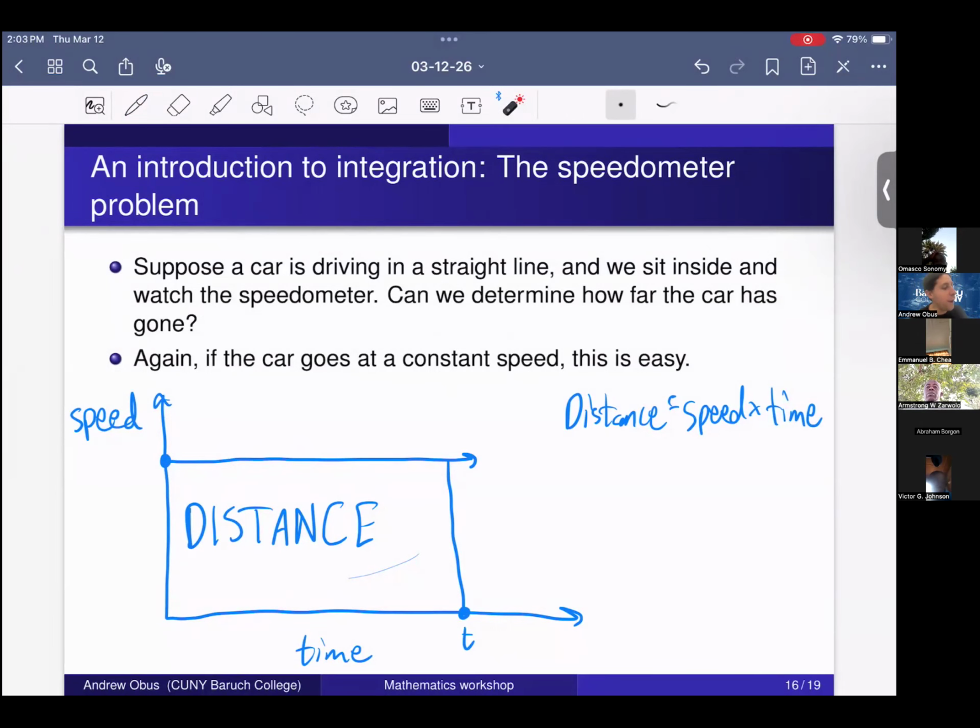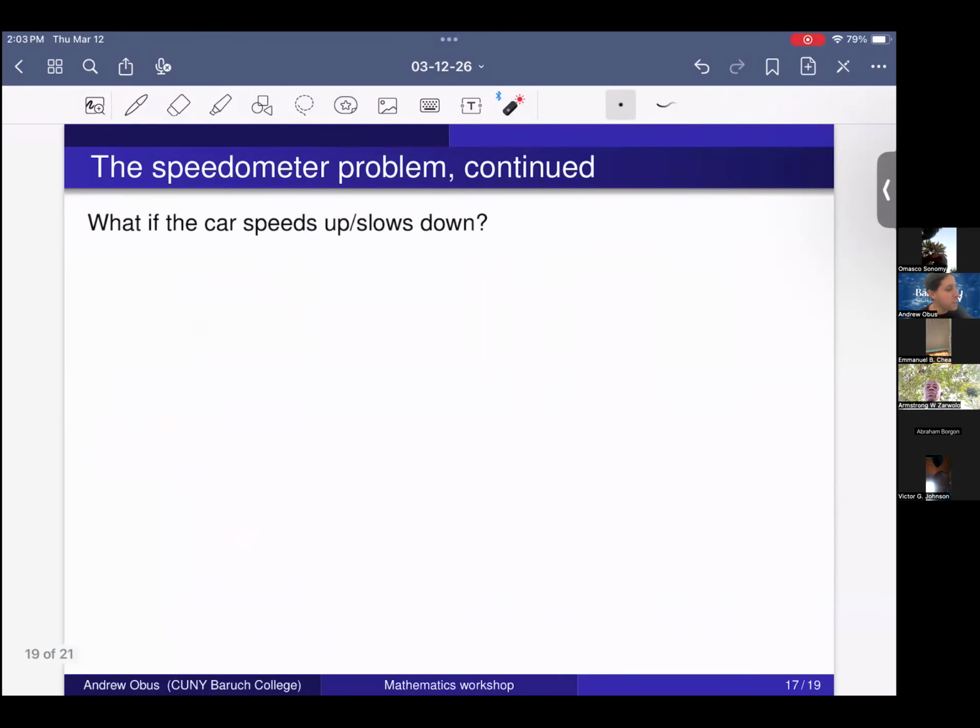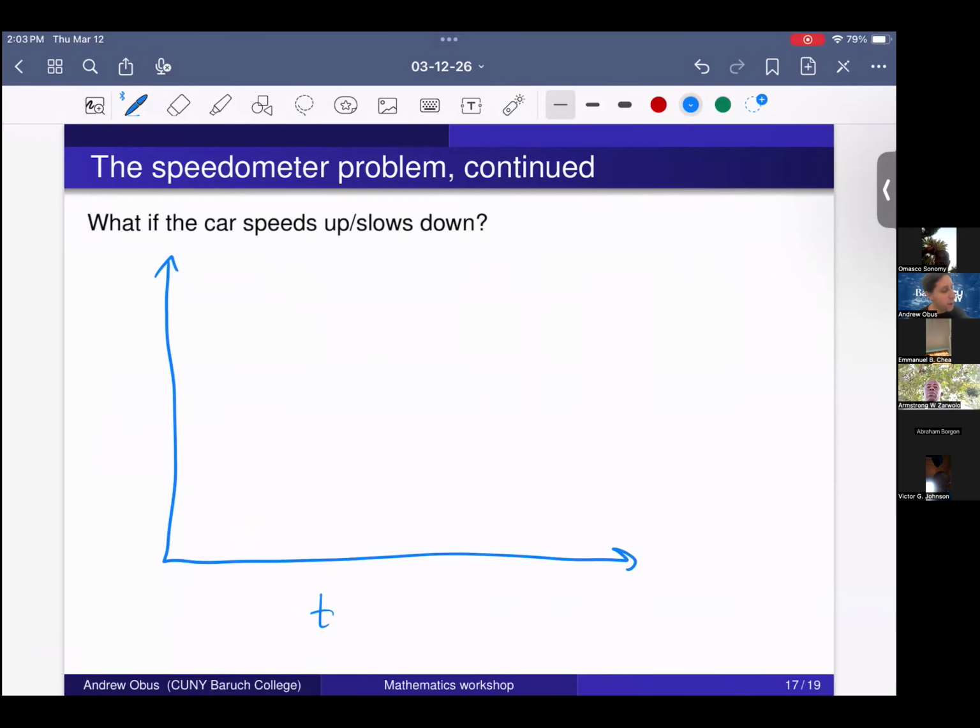So now, same question: what happens if the car speeds up and slows down? Let me draw the same axes. I have time on the bottom, and I have speed on this axis. Let's say that I start off at a speed, and then I slow down for a little bit, and then I speed up.